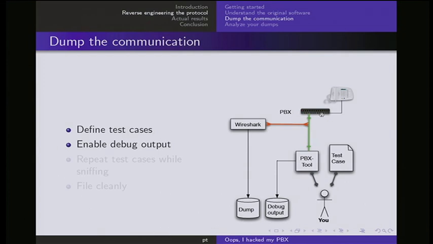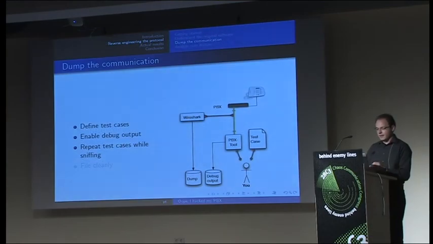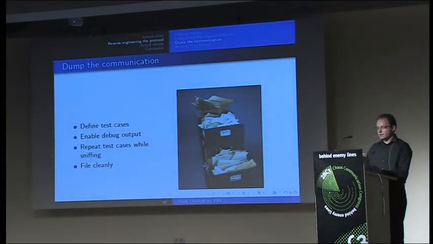So I had the phone hooked up to the PBX, and Wireshark on the computer running the PBX tool. The PBX tool was dumping its debug output in a file. Wireshark was dumping its own data into a file. It was me running the test case on the PBX tool and repeatedly sniffing the data on the network. And the next thing is to file it cleanly or leave it. It's up to you.